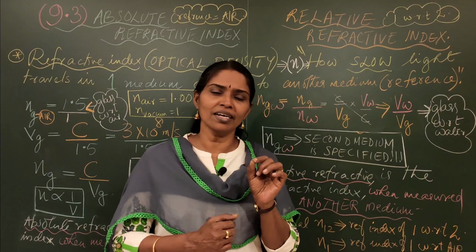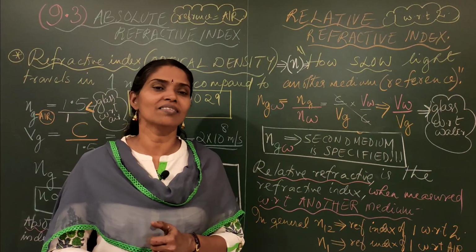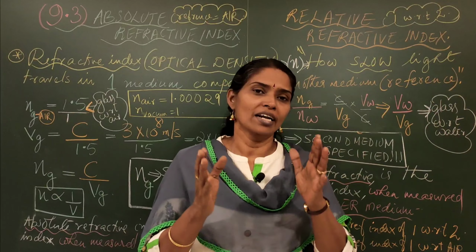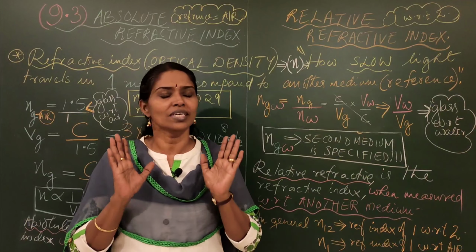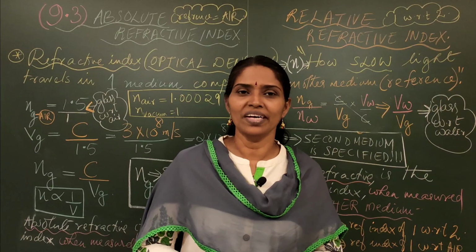So hope it is clear. Absolute refractive index and relative refractive index. Relative means 1 with respect to 2 and absolute means only 1. The other medium is understood to be air or vacuum. Clear?